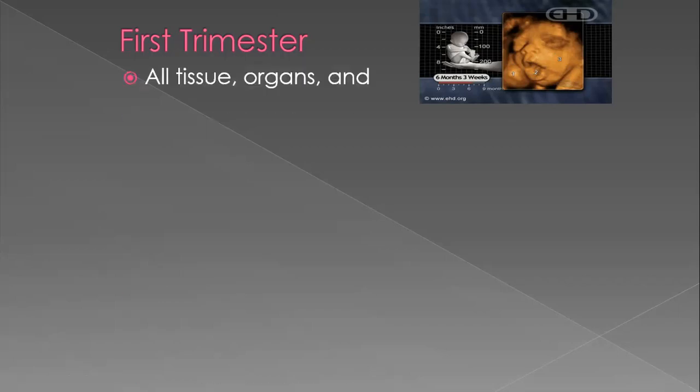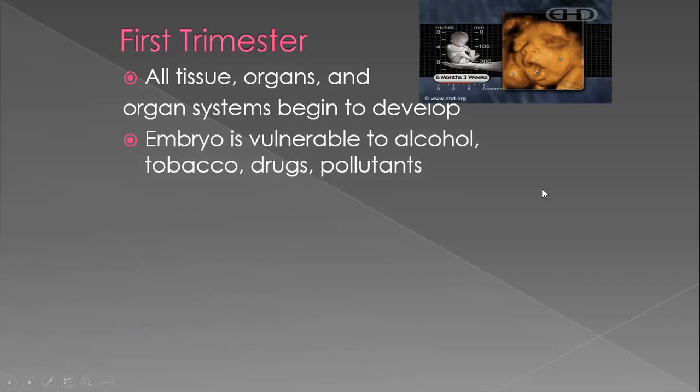So during the first trimester, all tissue, organs, and organ systems begin to develop. The embryo is vulnerable to alcohol, tobacco, drugs, and pollutants. That's why a woman doesn't want to drink alcohol, smoke, or use chewing tobacco or drugs, or take anything into her body that's going to be bad. Even caffeine is probably not a good idea during pregnancy.